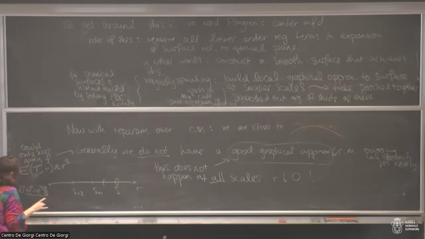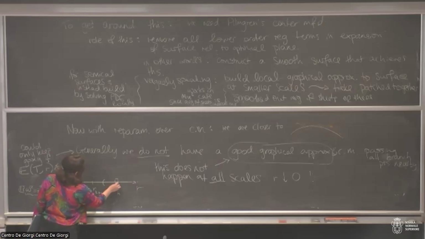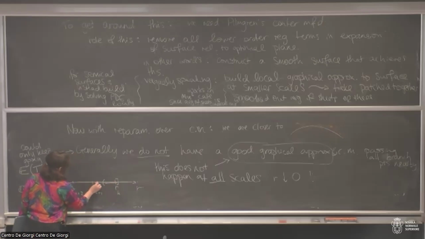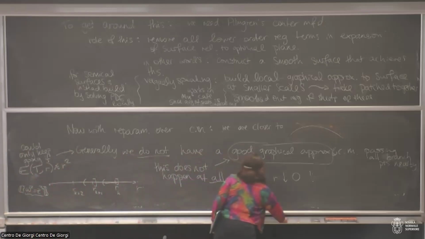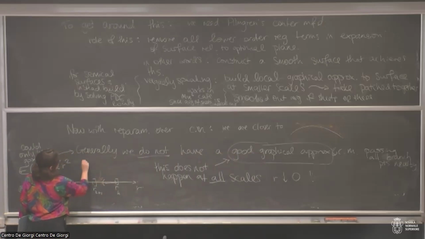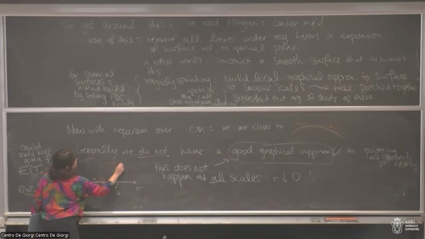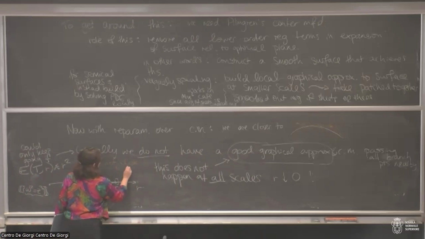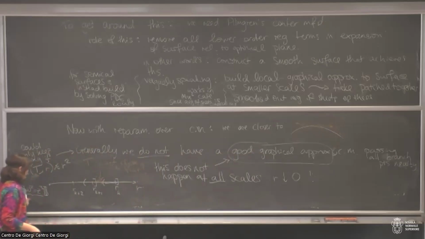Okay, so the point is that you can keep doing this in some intervals of scales, and in general you're going to have gaps between these intervals where you might not even have any graphical approximation, because maybe here your surface is not close to flat at all. Maybe. And so that's where your excess just isn't even small whatsoever.